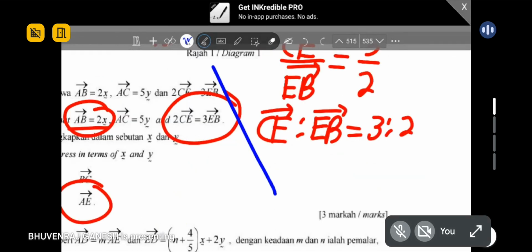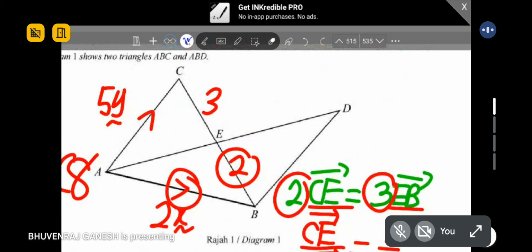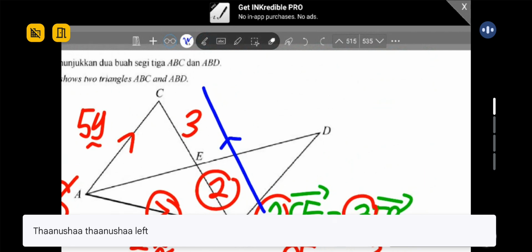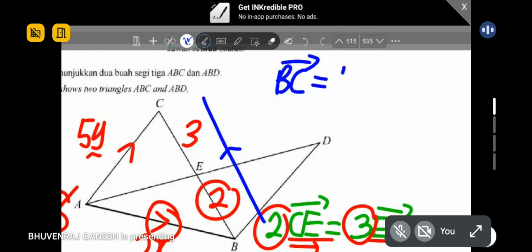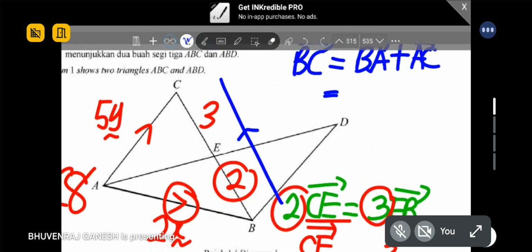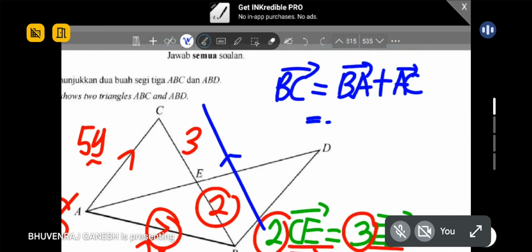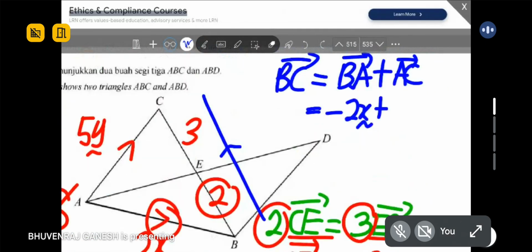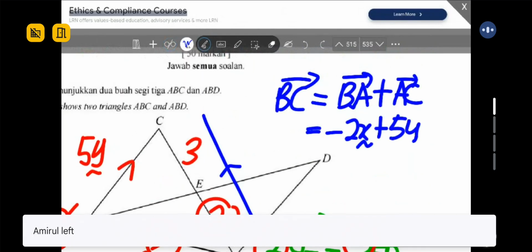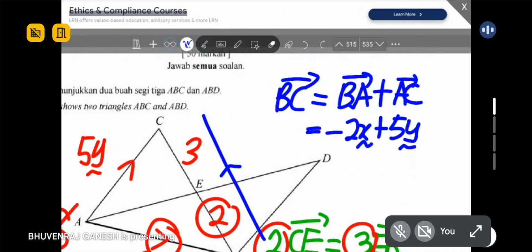Very simple. You can find the vector of BC. Means that you find this one first. Can you see that? Okay, so how to find BC first? BC is equal to what? Is equal to BA plus AC. Correct? Okay, so for BA, how much? Opposite direction, so means that negative. Remember, always negative when opposite. Okay, plus AC. AC is how much? AC is 5y based on your question. Okay, so you have these two information now. So you have BC already.